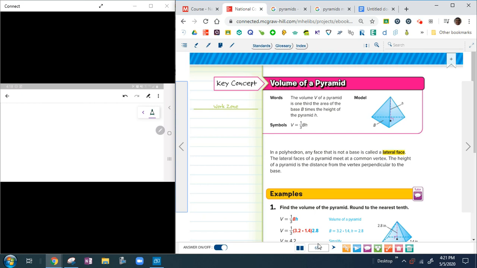All right, here we go. We got chapter 8, lesson 5, volume of pyramids. We did volume of prisms already, and hopefully you understood the relationship between prisms and pyramids.